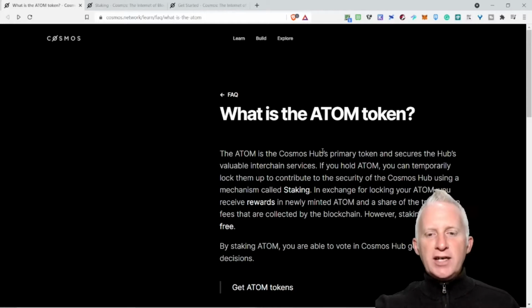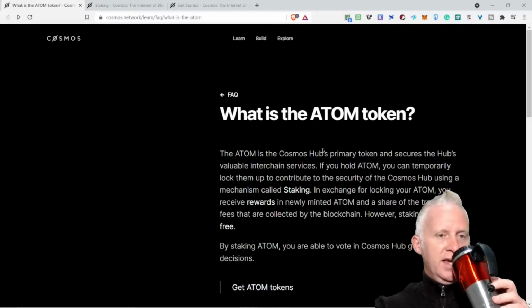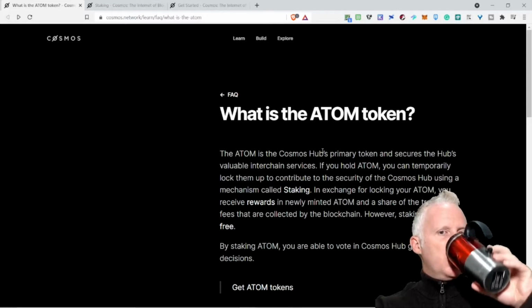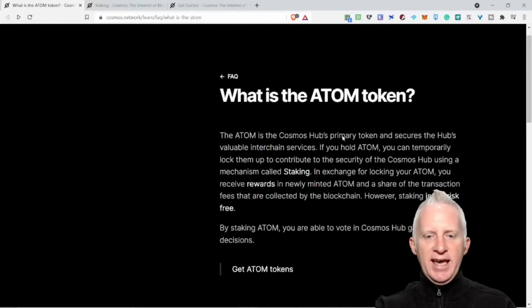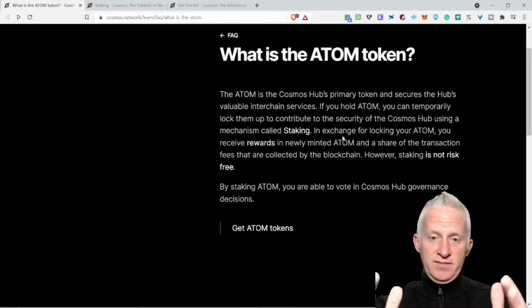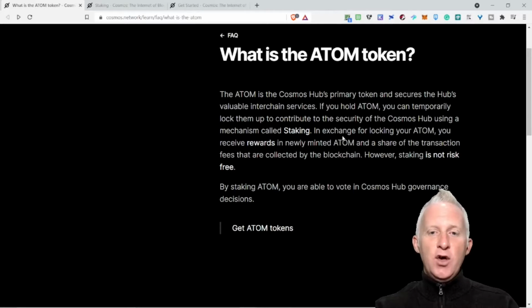So let's go back to Atom. Atom is the house token of Cosmos. I am on the fact section here: what is the Atom token? I'm going to read that section so that you know exactly what the main functionality of the Atom token is. I'm going to read that part right now.